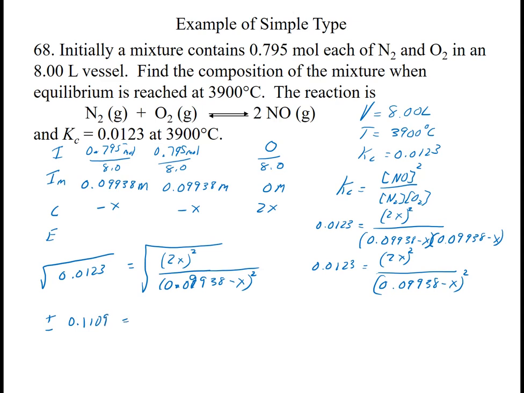When I take the square root on this side, I just get rid of the squared sign. So it's going to be 2x over 0.09938 minus x. Okay? To me, this is where it gets complicated, and I really don't prefer this method. But I'm going to go to the next slide because, as you see, I ran out of room on this side. So I'm going to start from here, and I'll rewrite that on the next slide and show you what we need to do next.